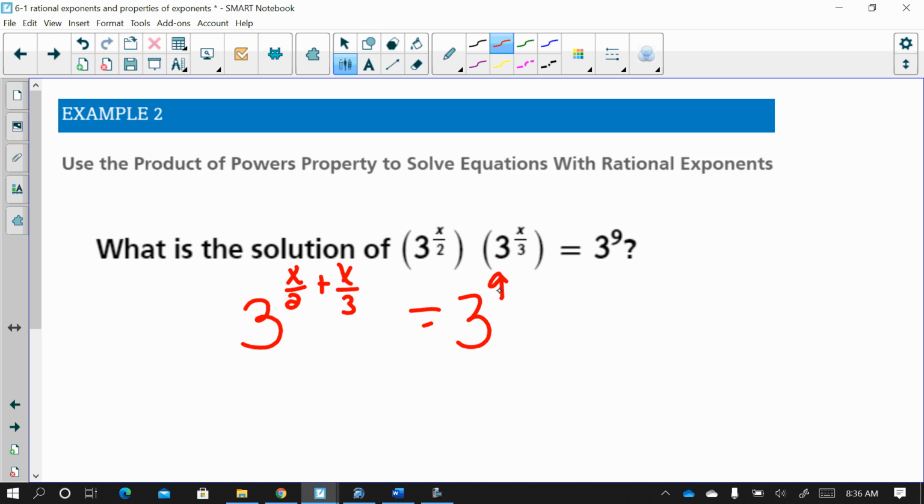Well, I don't like x over 2 plus x over 3. I want to make that one simple number. So here's a question for you. How do you add fractions?